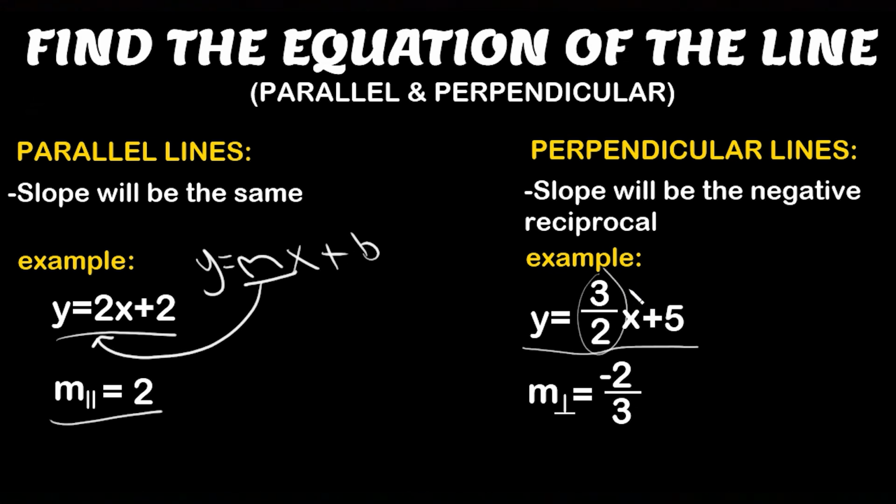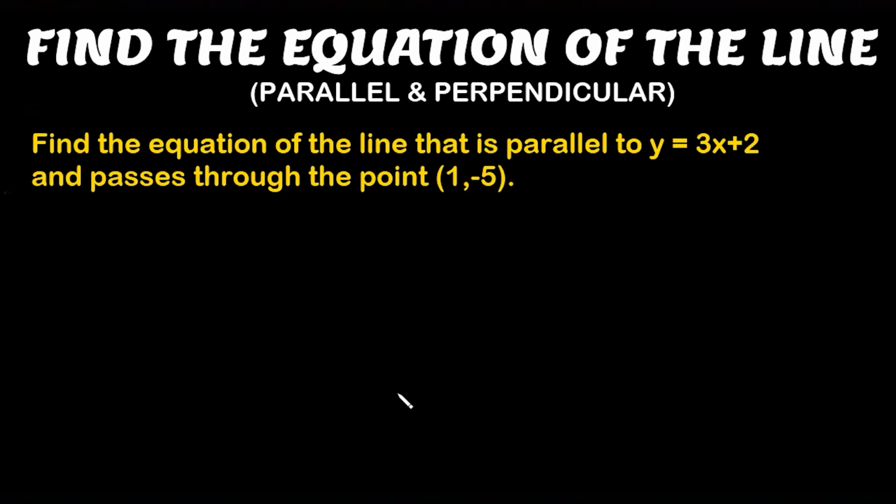So let's go ahead and take a look at the first problem. Here's the first problem, and it's asking you to find the equation of the line that is parallel to the following line, y equals 3x plus 2, and passes through the point 1 comma negative 5. Before we start anything, we need to start labeling our information here. So we know that the equation of the line we're trying to find passes through the point 1 comma negative 5. So this right here is x comma y.